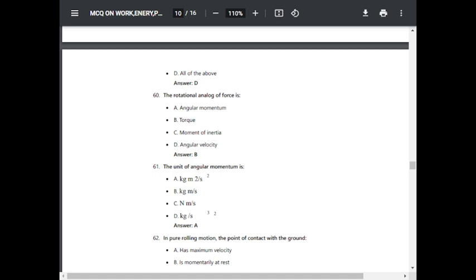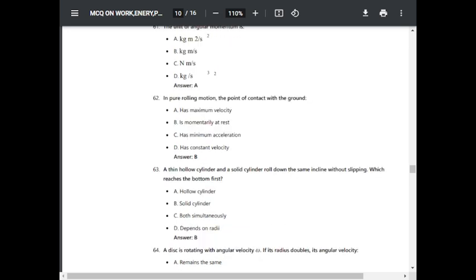Question number 61. The unit of angular momentum is: A, kg meter square per second; B, kg meter per second; C, Newton meter per second; D, kg per second. Option A is correct. That is kg meter square per second.